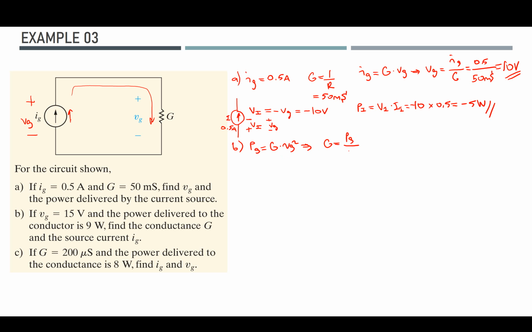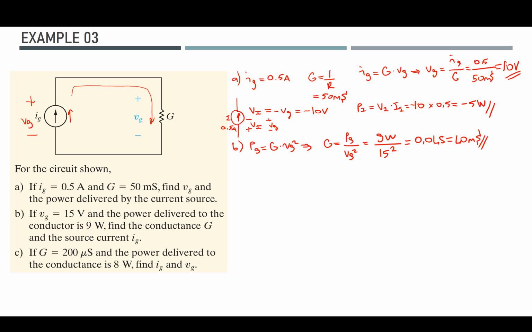Pg over Vg square. I know that the Pg is given to me as 9 watts and the Vg is 15 volts, so I will have to take the square of it. And if we do the math, we are going to get 0.04 Siemens, which is basically 40 millisiemens if we rewrite. Okay, so we have found the conductance.